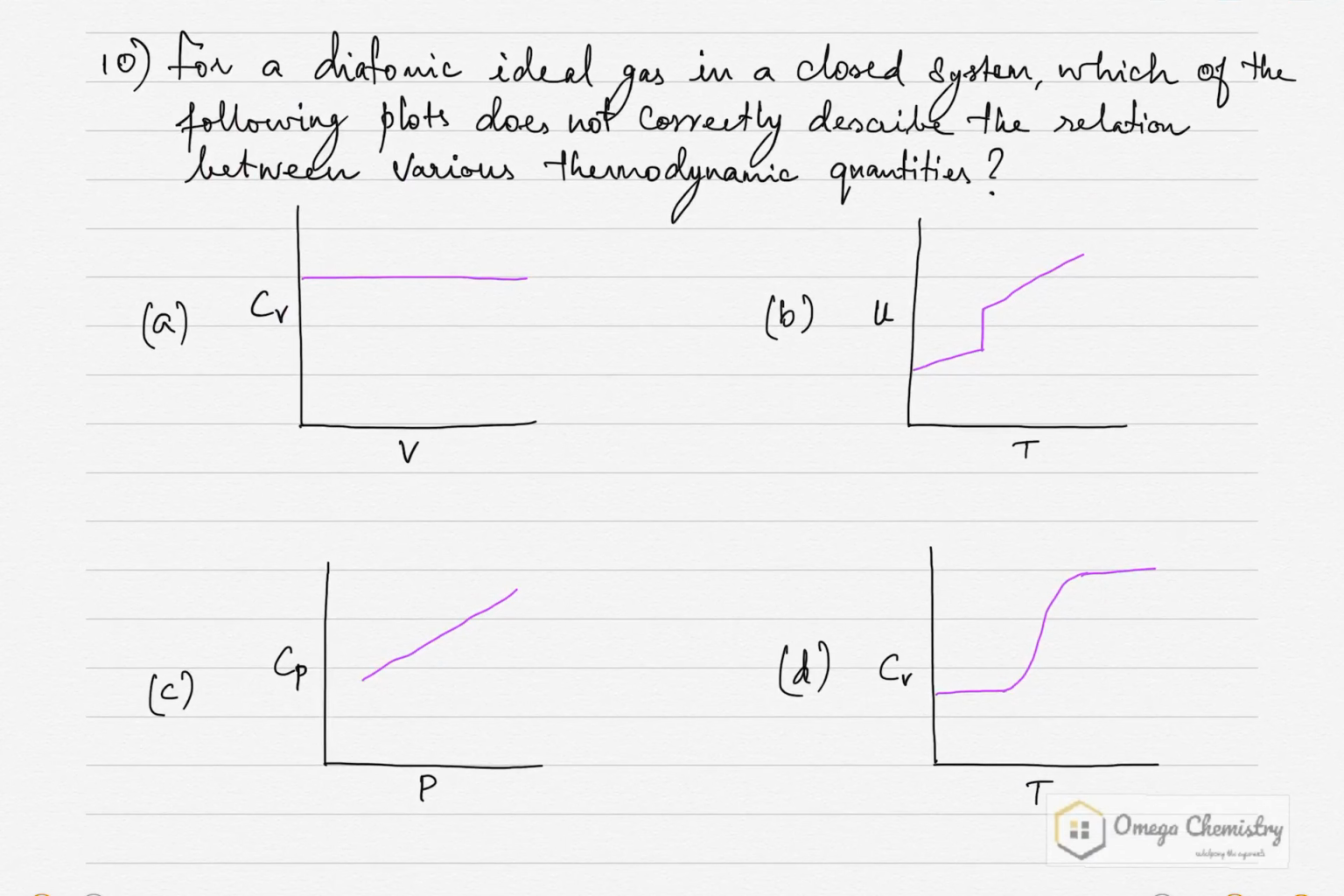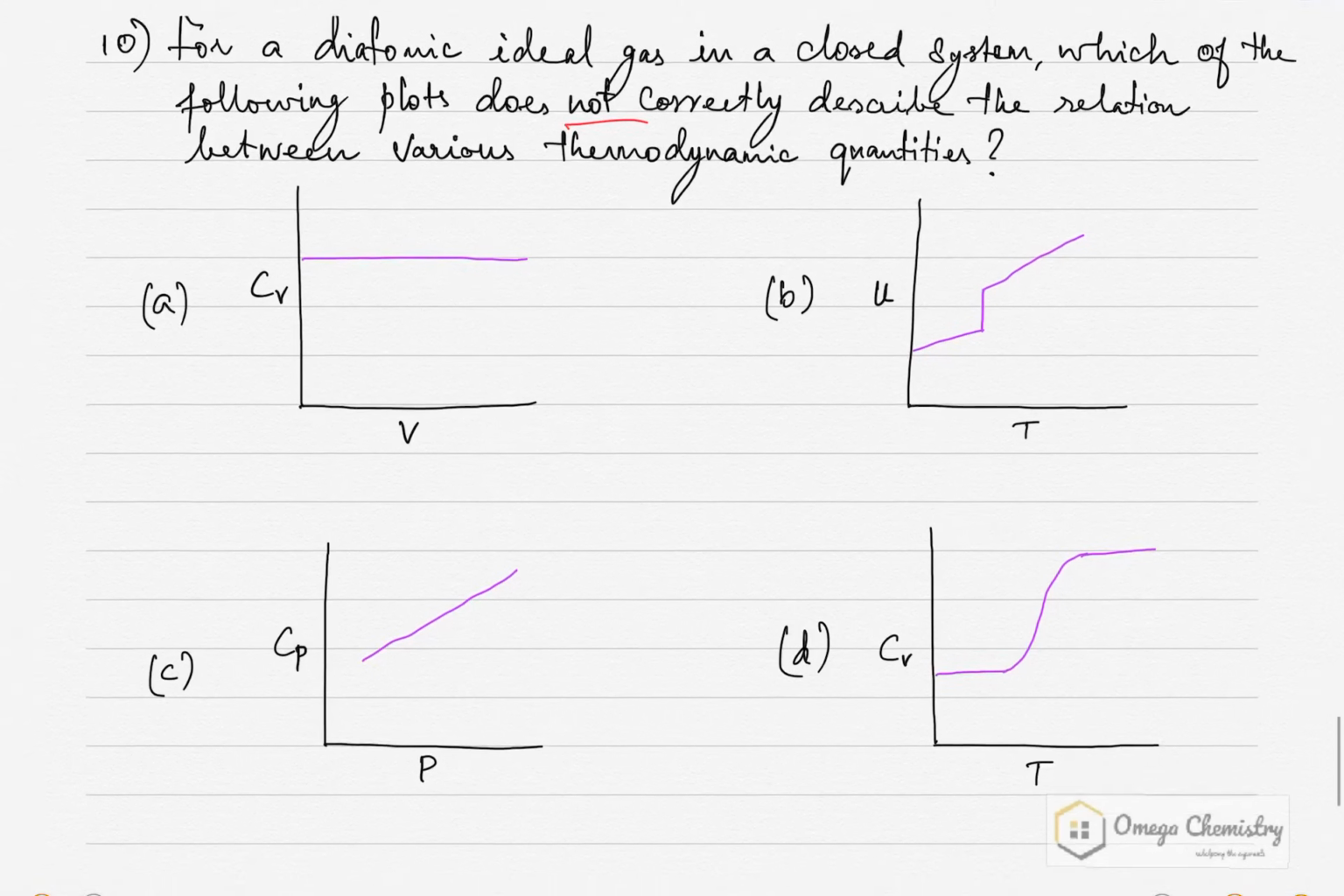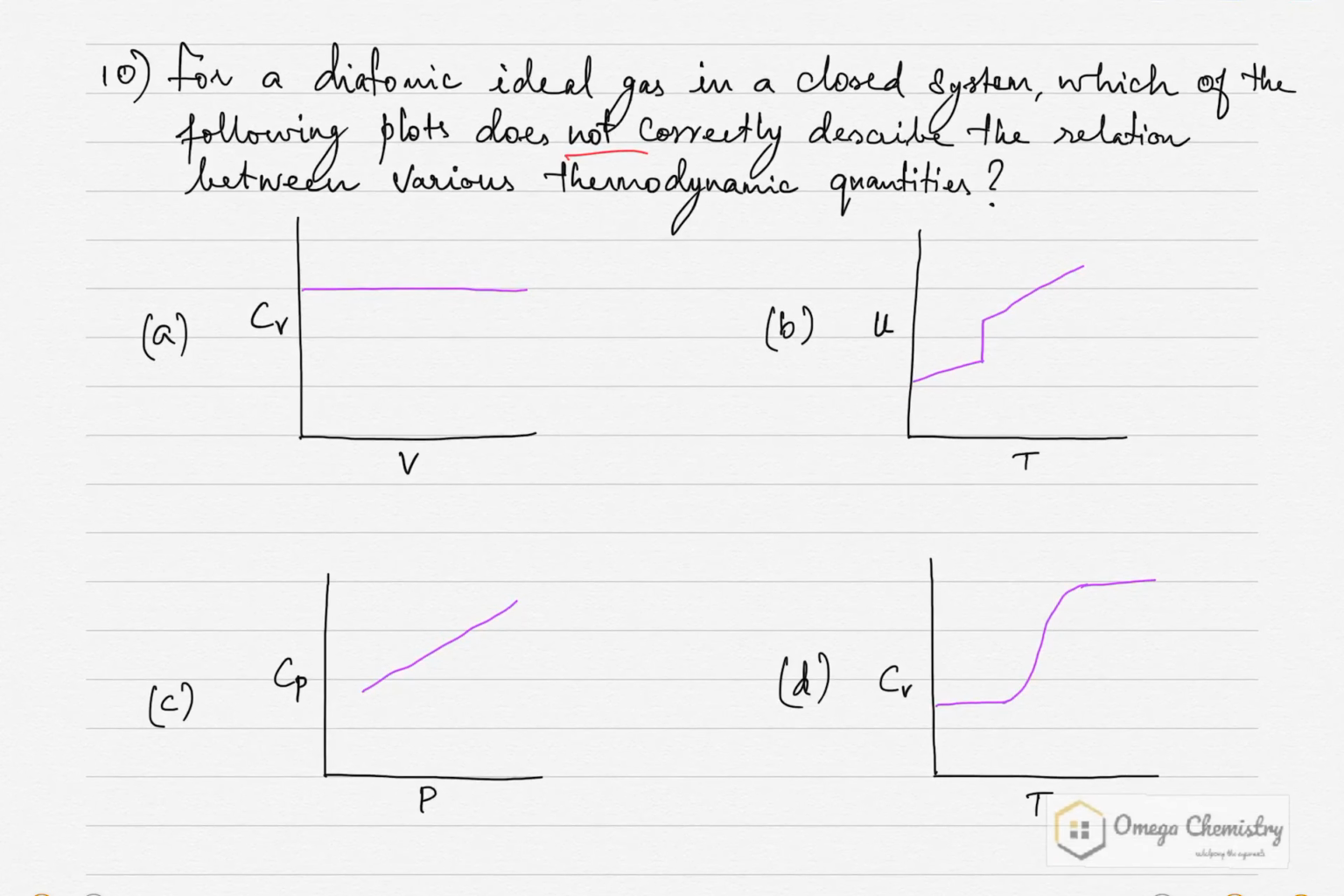Question number 10. For a diatomic ideal gas in a closed system, which of the following plots doesn't correctly describe the relation between various thermodynamic quantities? Okay, which doesn't correctly describe. In the first graph, Cv is constant with volume, because Cv is nothing but heat capacity at constant volume, which means this graph is right. Option B, internal energy varies directly with temperature. Yes, this is also correct.